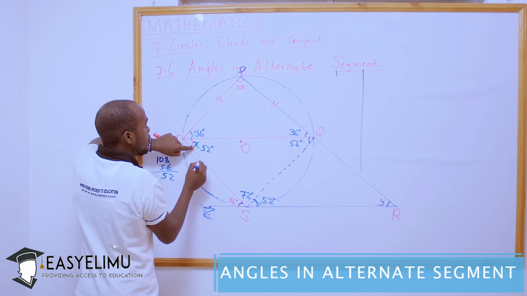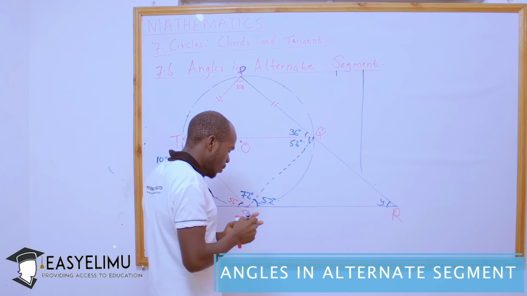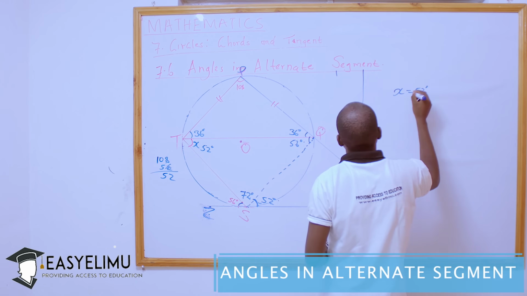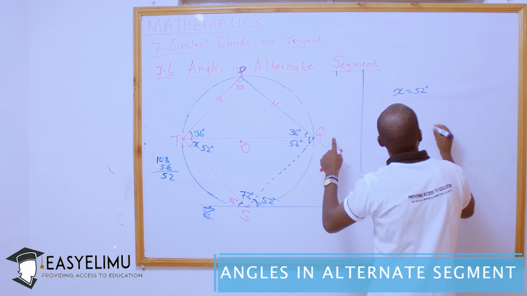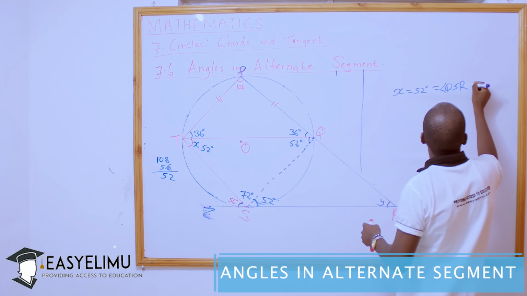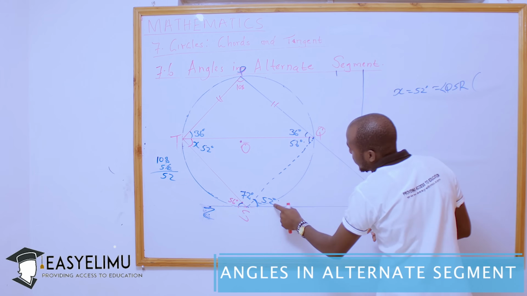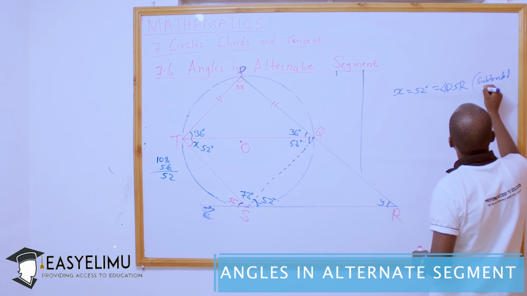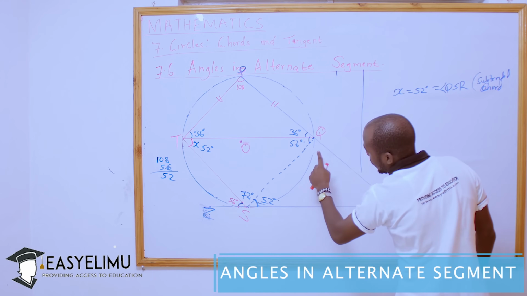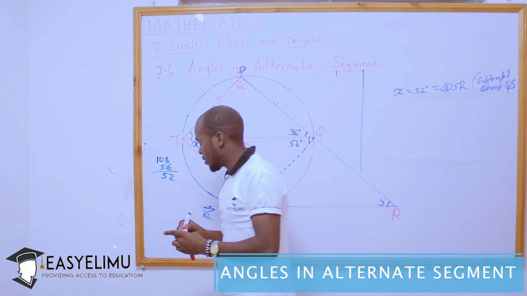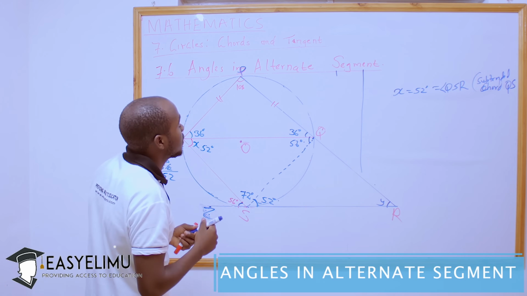So meaning this one will be 52 degrees. So x equals 52 degrees, and it is the same as angle Q, which is equal to angle QSR. The reason is that they are subtended by the same chord, chord QS, in the alternate segment. So we have found what we have.